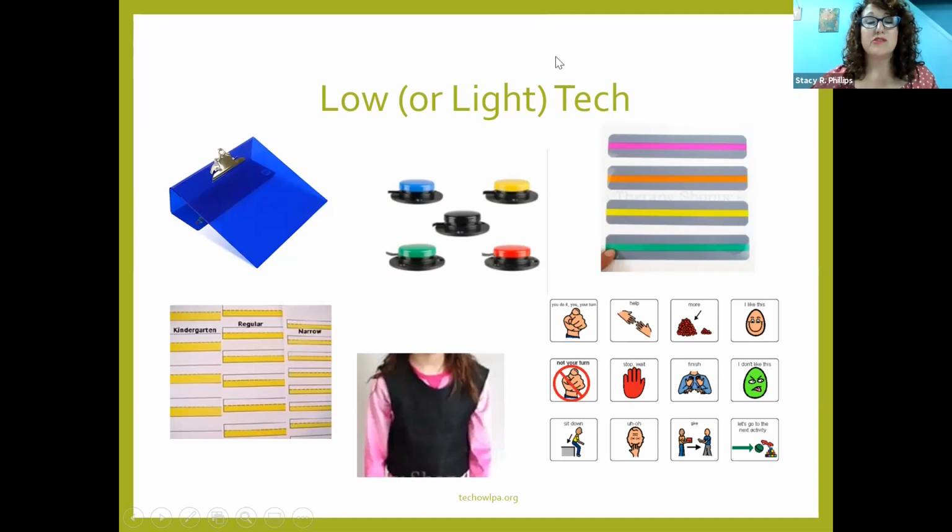All right, and then we're moving into low or light tech. Most of the time, these are items that are specifically used for assistive technology. They may still be low cost, but a little bit more than the no tech. They may require a battery. So on the screen, we've got a blue slant board. Slant boards can be used for individuals who have low vision so that the information is actually brought closer to them visually. It can be used for someone who has a fine motor difficulty.